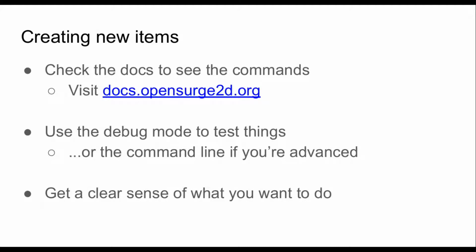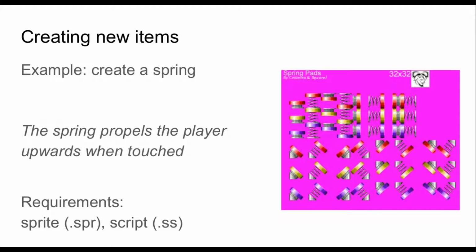Example, we're gonna create a spring. What does a spring do? A spring propels the player upwards when touched, and there are two requirements for building it. First, we need its sprite, and second, its script.